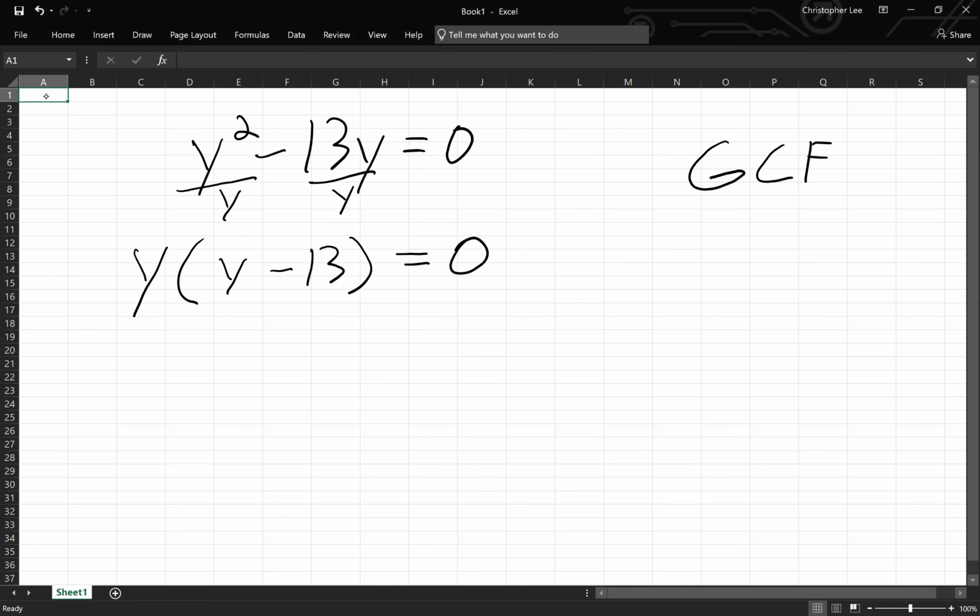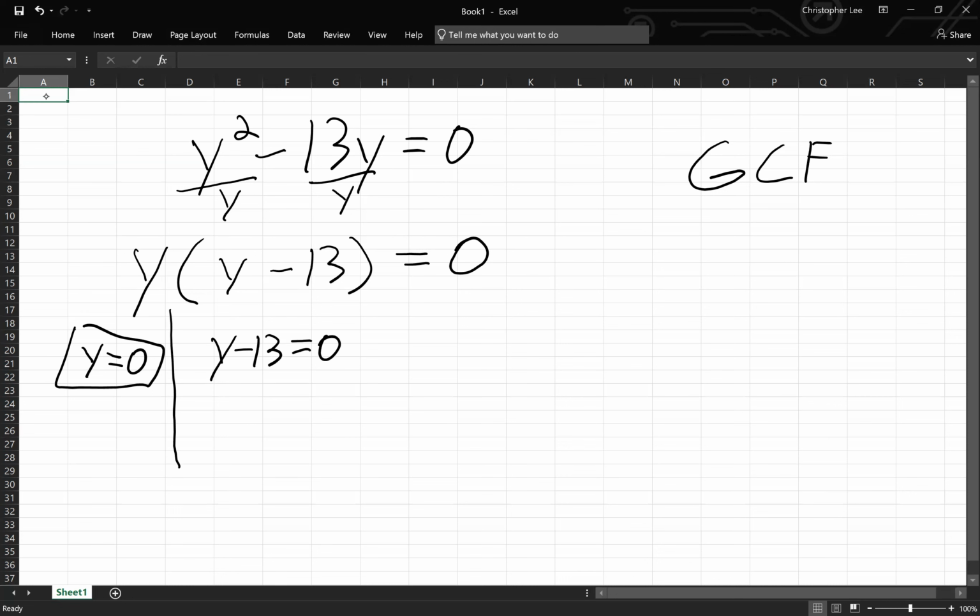And that equals 0. So now what you want to do is solve for 0 individually. What I like to do, this is just my personal process, is partition these two. On the left-hand side, I have y is equal to 0. That's an answer right there. And then I have y minus 13 is equal to 0.